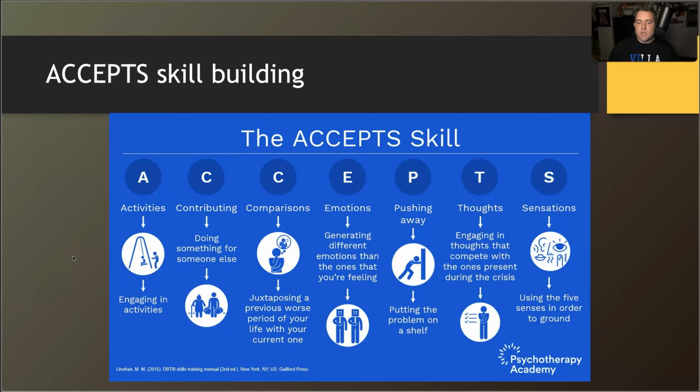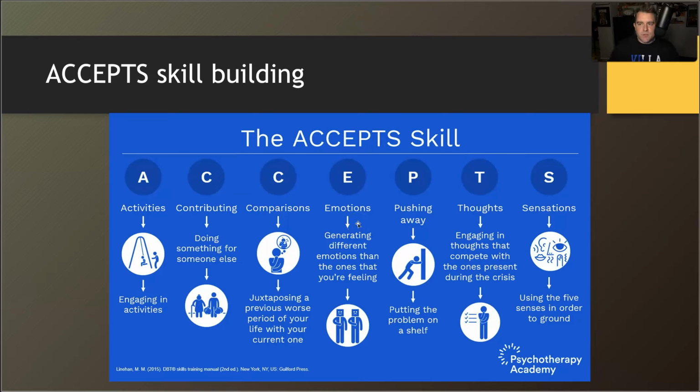Some other skill building things that we use are ACCEPTS. These are seven things that someone can do to help get through whatever they're feeling. So engage in activities, contributing to somebody else's life. Oftentimes, whatever somebody is going through, there's a worse period they can reflect back on and see that they've gotten through it. I like to say you have survived 100% of your worst days, because we can look back and go, oh, that was the worst day of my life until now. Well, I got through that worst day of my life. So how can I use those skills now?